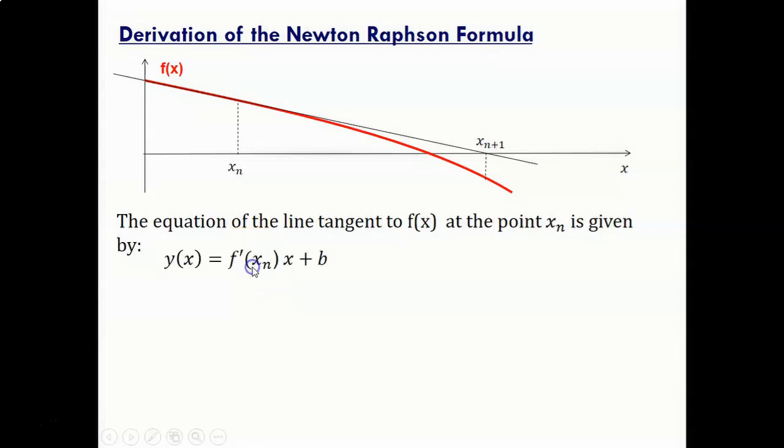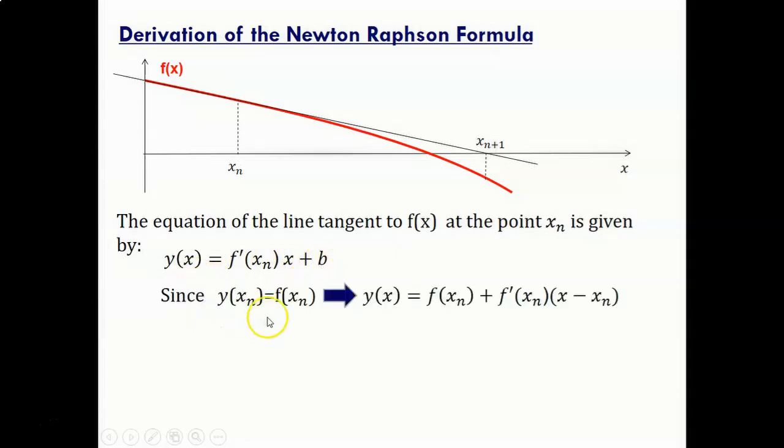So first let's construct the equation of the line. So the equation of the line is given by y of x is equal to f prime of xn x plus b. Now if you take y of xn is equal to f of xn, then you get y of x is equal to f of xn plus f prime of xn times x minus xn. So by the way, this is the Taylor expansion of the function f of x around the point xn.